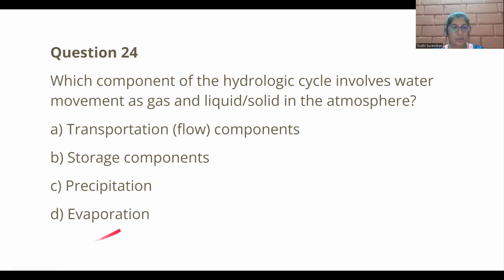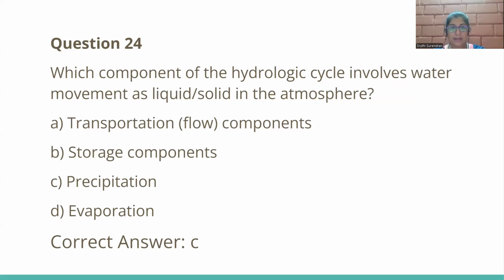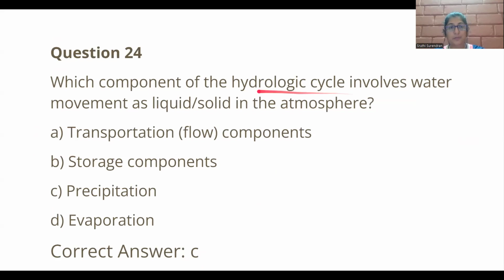The correct answer is not C, it is A. I'm sorry, this is an error over here. Correct answer is A, transportation component. Component of the hydrological cycle that involves movement of water as gas. The question here is gas and solid, liquid and solid. So it will be transportation component, correct answer is not C. It will be A. I'll change this error in the slides and then share it with you in the Google Sheet. But for now, you have to know that the correct answer is A and not C.